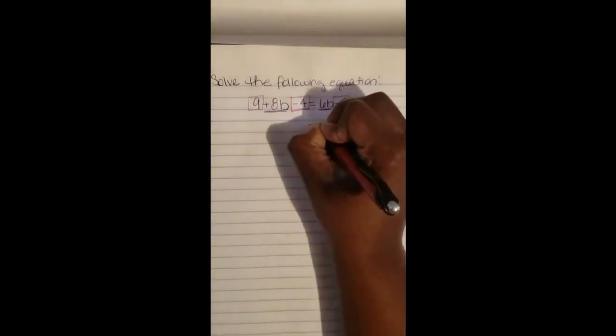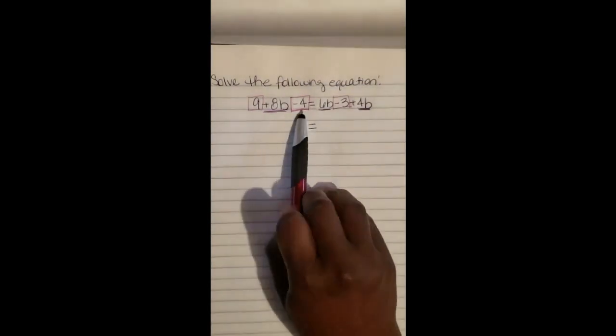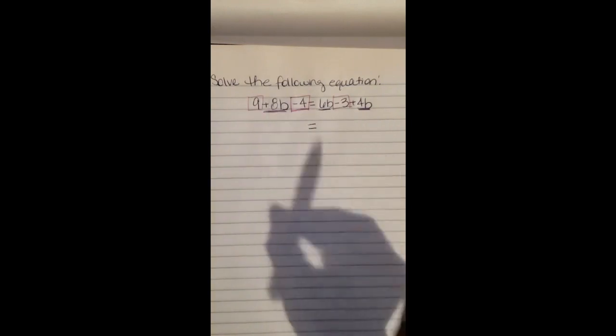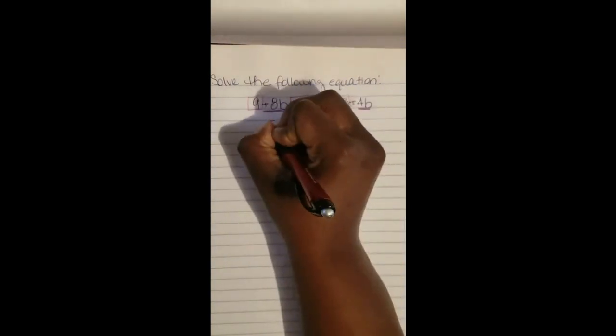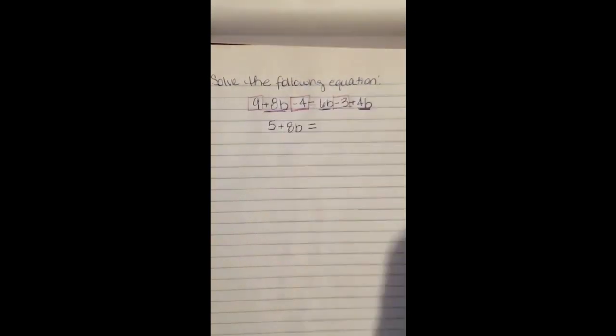Now I need to look to see if I have 2 or more things in common on each side so that I can combine them to simplify what's on that side. Let's look at our left-hand side first. We notice that we have a 9 and a -4. So 9 minus 4 will give me 5. And I simply bring down my plus 8b.